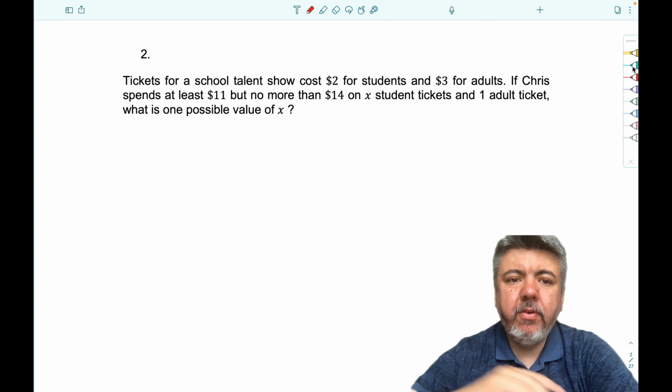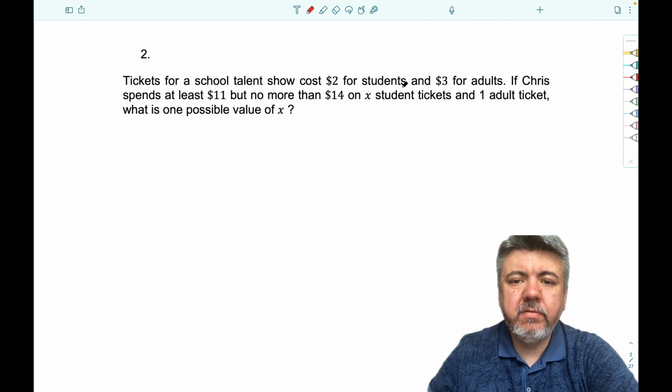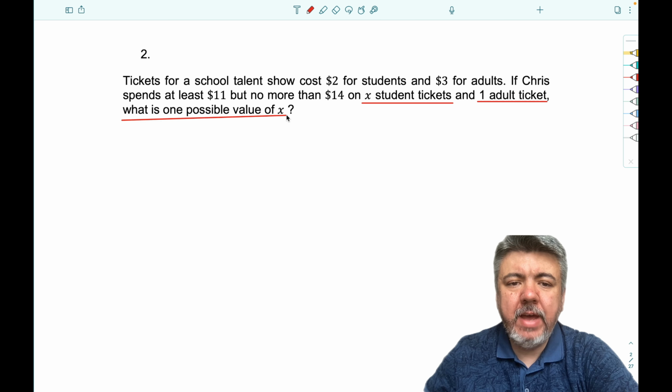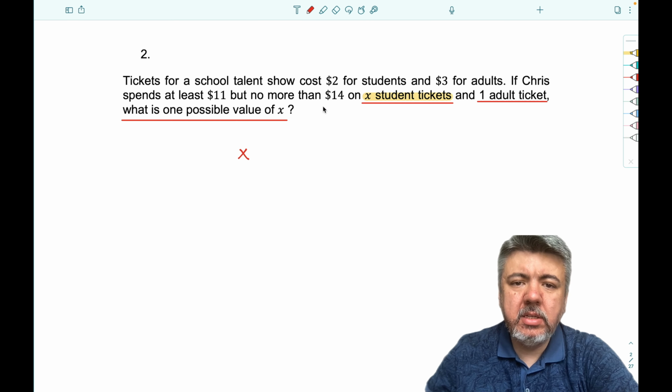Question 2. Tickets for a school talent show cost $2 for students and $3 for adults. If Chris spends at least $11 but no more than $14 on x student tickets and one adult ticket, what is one possible value of x? Okay, what are we buying? We're buying x student tickets, and each student ticket costs $2, plus we are buying one adult ticket, and one adult ticket is $3.